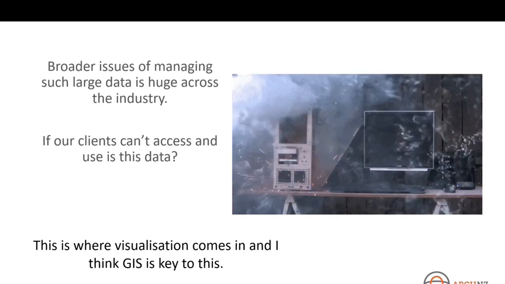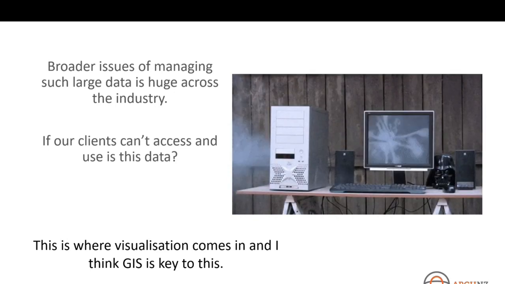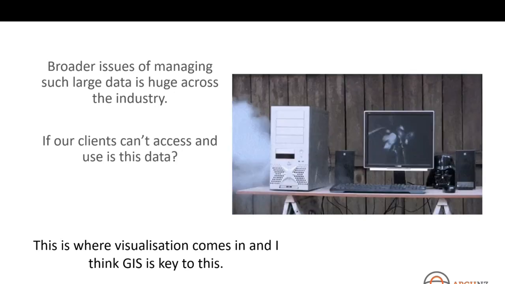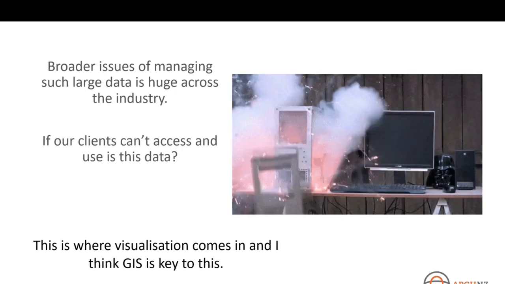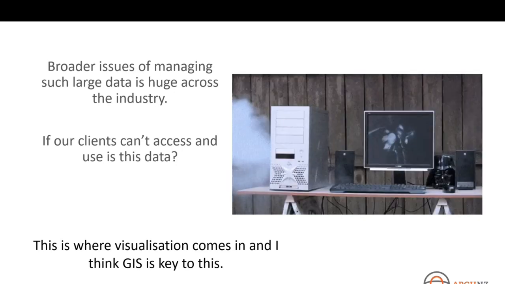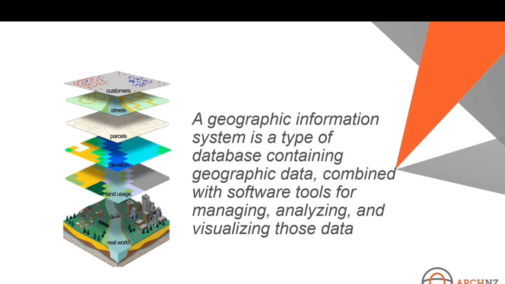So this is where visualization comes in. And I think GIS is quite a key part to this when we consider digital twins. If we go back to the basics, a geographic information system is a type of database containing geographic data, which combined with software tools allows the management, analysis, and visualization of that data. The key part of this is just layering everything together. You get that visualization with all the contextual geographic information, which enables very strong decision making.